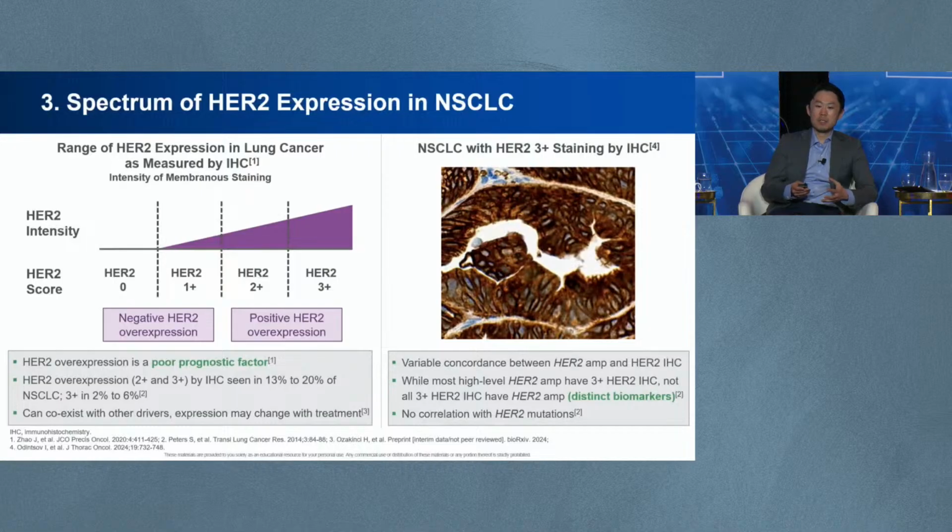And then in terms of how these biomarkers are correlated with each other, so most cases with high-level HER2 amplification are actually going to have 3+ HER2 IHC, but the reverse is not necessarily true. So not all HER2 3+ cases are going to have an underlying amplification, and there's no correlation with the mutation. So it's really important to realize that these are distinct biomarkers that need to be tested separately.